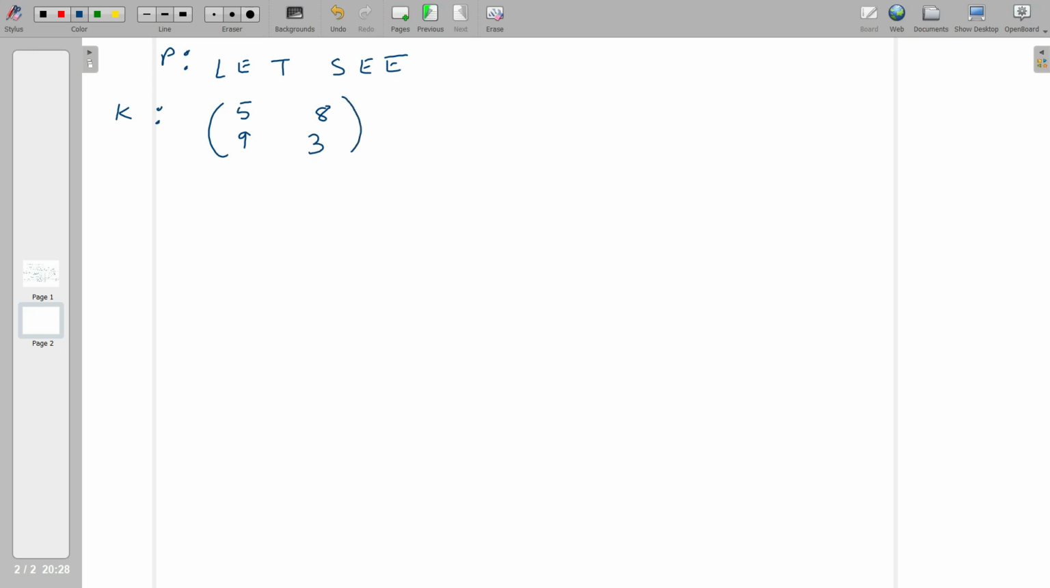We are going to encrypt this using a 2 into 2 matrix which is 5, 8, 9 and 3, and this is our key. And the cipher which we are going to use for this is the Hill cipher. So using this Hill cipher, we are going to encrypt "let C" with the given key.